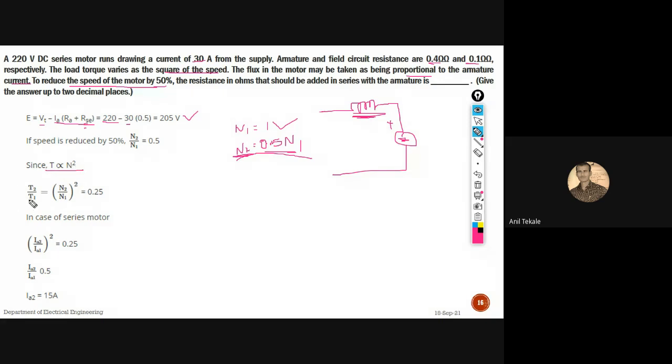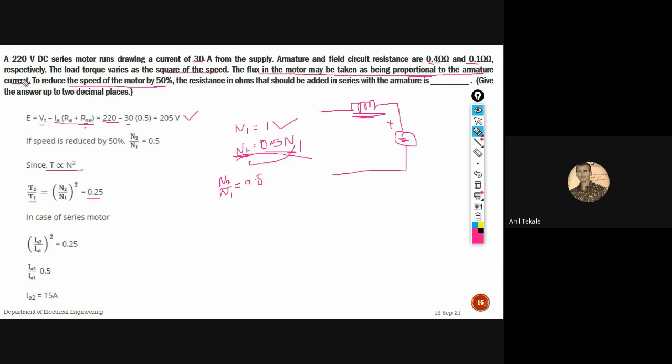So what we will do: T2 by T1 is equal to (N2 by N1) squared. N2 by N1 is equal to 0.5, and in brackets squared, 0.5 squared means 0.25.